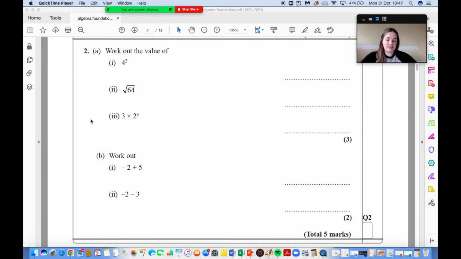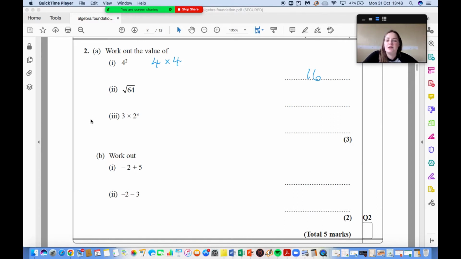Okay, so the first one is asking you for 4 squared, or 4 to the power of 2. Now remember, 4 squared means 4 times 4. Doesn't mean 4 times 2. And 4 times 4 is 16. So that one's done nice and easy.